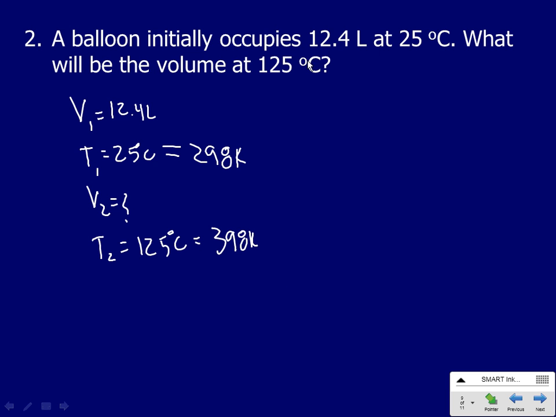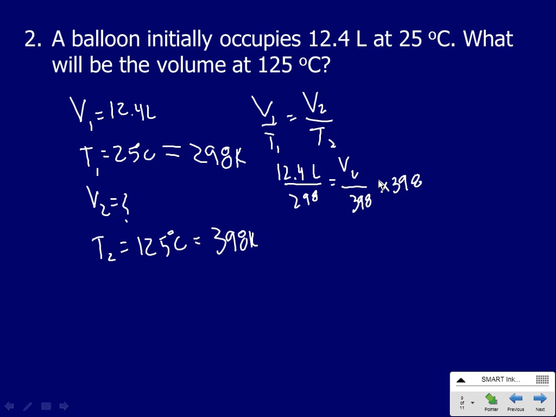Okay. So same calculation. Why did I start with 2? V1 over T1 equals V2 over T2. 12.4 liters, 298, V2, 398. Times 398 to bring it to the other side. What do I have for V2? Yep. 16.6 liters. Okay?